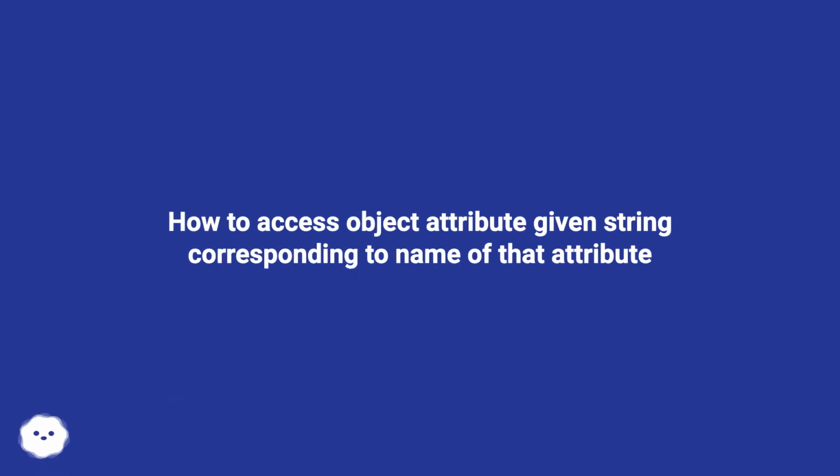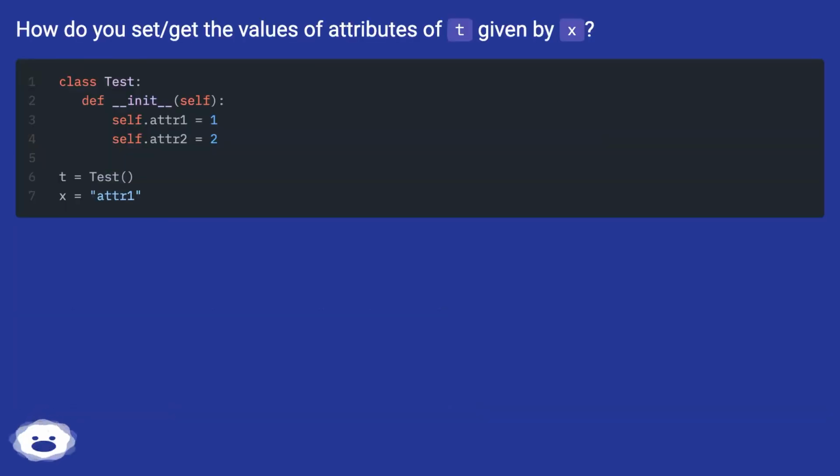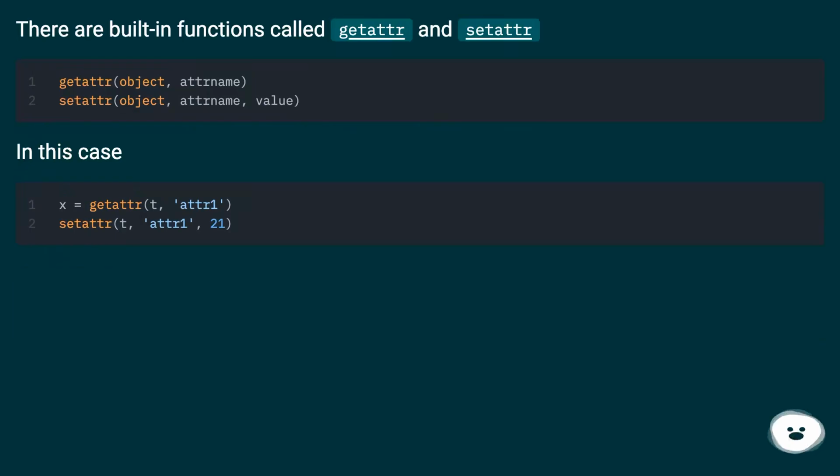How to access an object attribute given a string corresponding to the name of that attribute. How do you get the values of the attributes of t given by x? There are built-in functions called getattr and setattr.